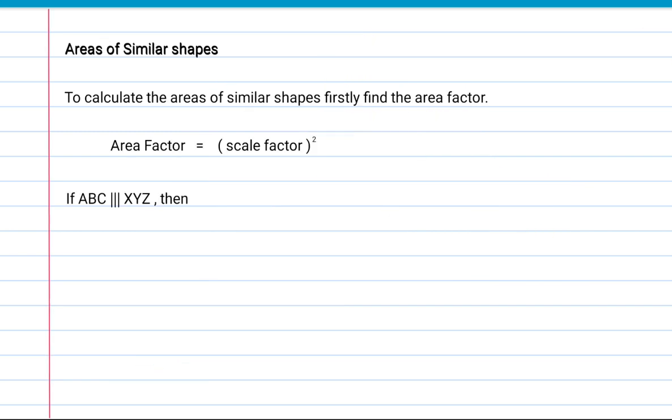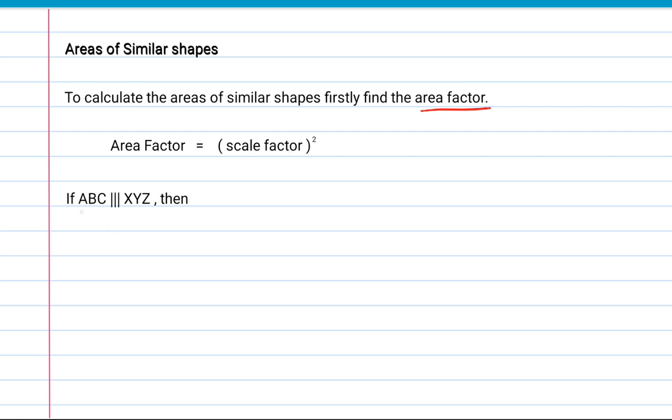Then the next thing that's quite different from what we're doing is now we want to find the areas of similar shapes. So this is quite simple. We have learned how to find the scale factor, so it should be quite simple for you to find these ones. To calculate the areas of similar shapes, we need to firstly find the area factor. This area factor is the one which we'll be using for proportion. And the area factor is equal to the scale factor squared.